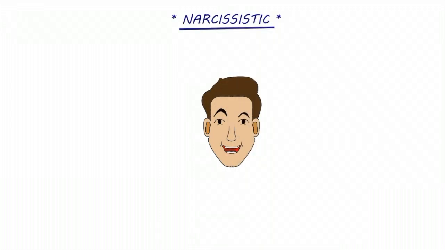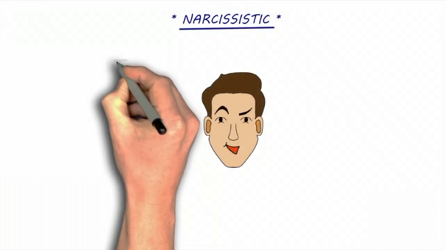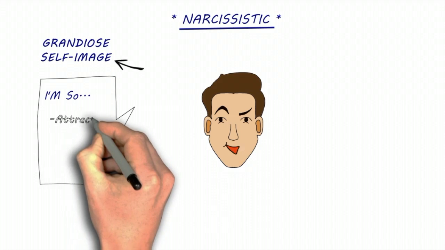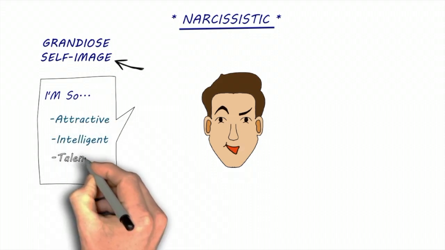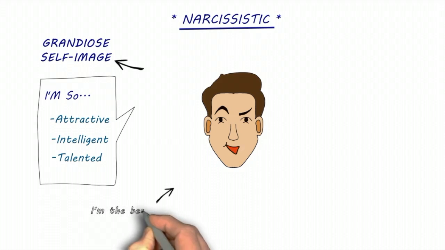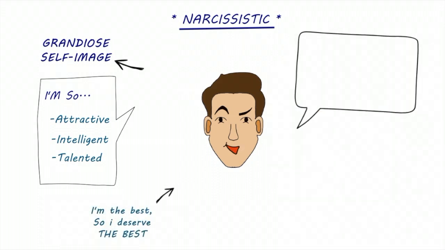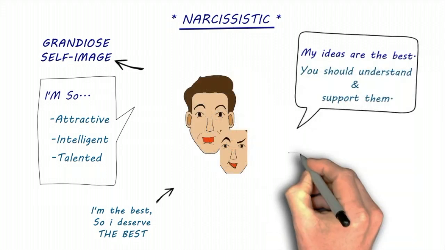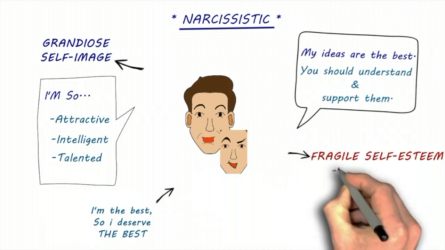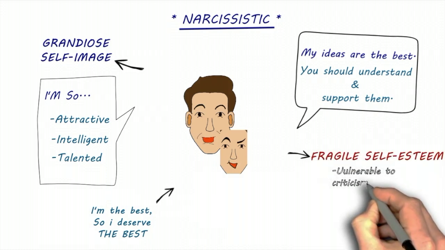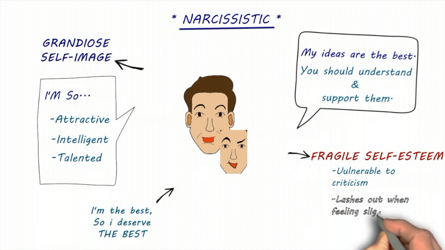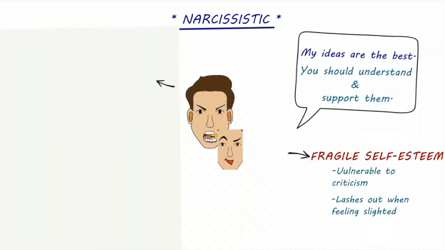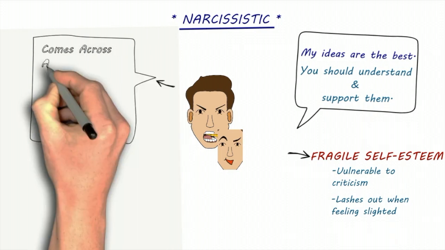Alright, so the last one in this group is narcissistic personality disorder, which is characterized by individuals who have a grandiose self-image where they think that they are more attractive, more intelligent, and more talented than they are. Since they believe they are so special, they expect to be treated as such, obsessively demanding the best of everything: wine, steaks, you name it. They also think that their ideas are inherently the best and that other people should understand this and support them. But behind this mask of ultra confidence lies a fragile self-esteem that's vulnerable to the slightest criticism, with them lashing out if they feel slighted.